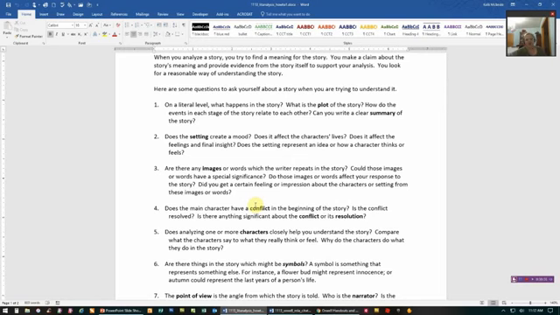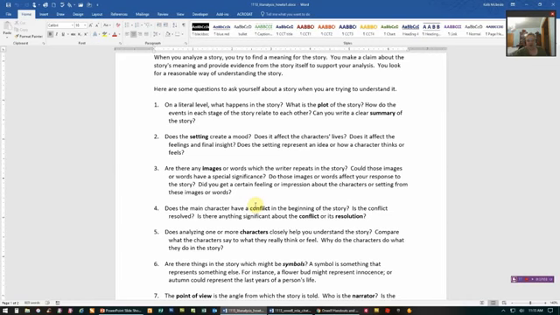So one of the first things we want to look at is, again, the plot. This is the sequence of events that happen in the story. Remember, the first thing we do is we read to familiarize ourselves with the story. So what's going on? Can you write a summary of the story? And how are all of the scenes connected? How do they lead to each other? Kind of a cause and effect kind of thing, right?